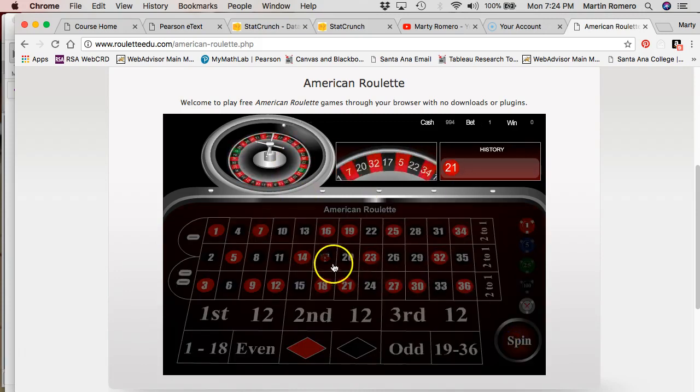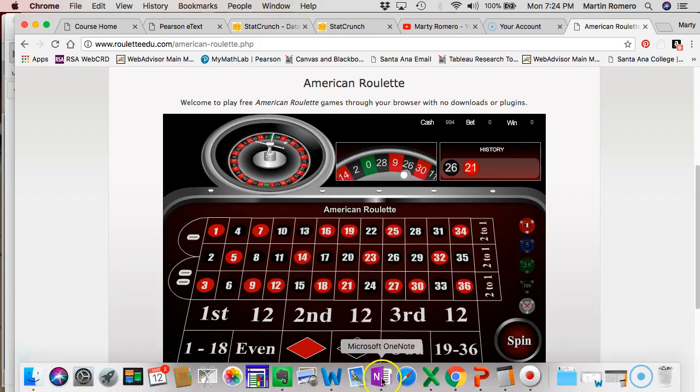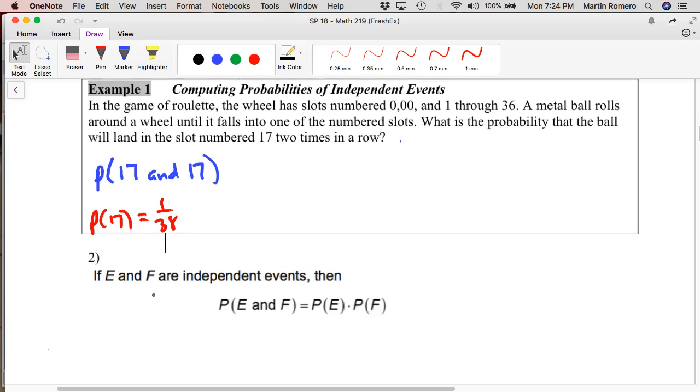And so what's the probability it's going to hit a 17? Mathematically, it's 1 out of 38. And then the question is, what's the probability that it happens twice? In this case, there's 38 slots. So what we know is the probability of just 17 on its own equals 1 out of 38. And so then we have a formula down here that we use.